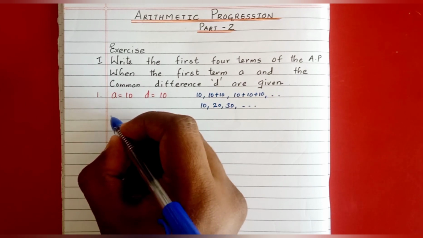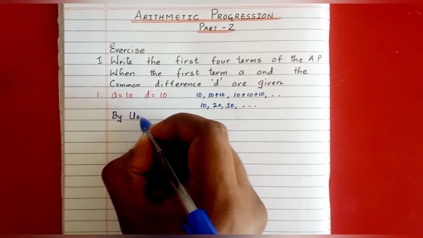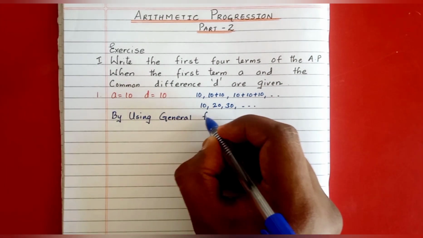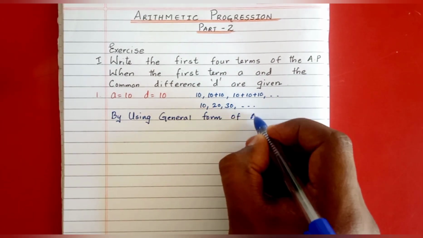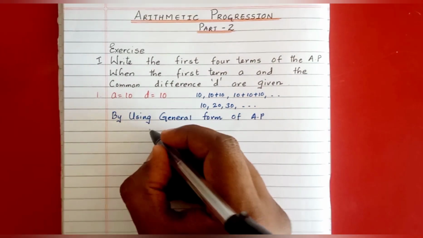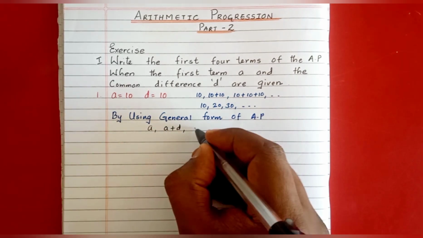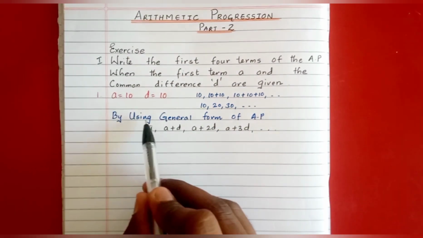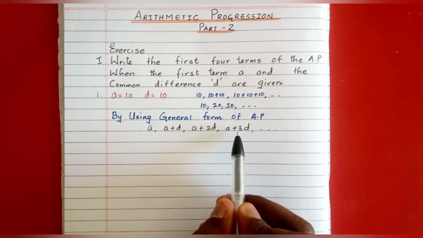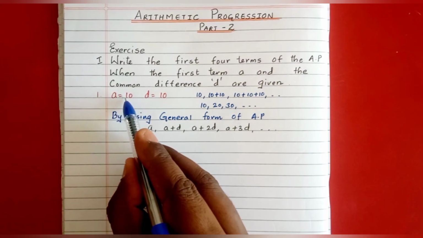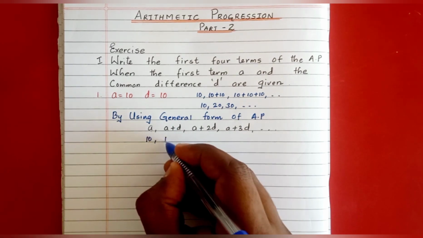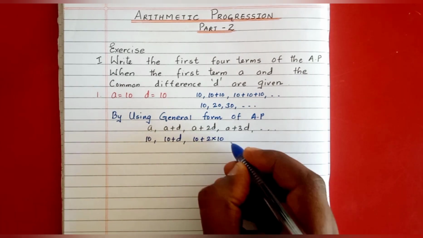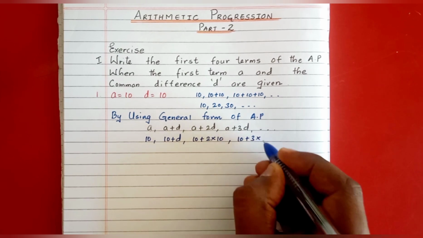Another way is by using the general form of AP. What is the general form of AP? A, A plus D, A plus 2D, A plus 3D, and the list goes on. Now we'll substitute the values of A and D in this general form. That is A equals 10, D equals 10, that is 10, 10 plus 10, then 10 plus 2 into 10, comma 10 plus 3 into 10.